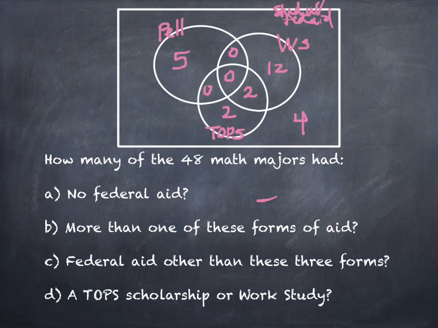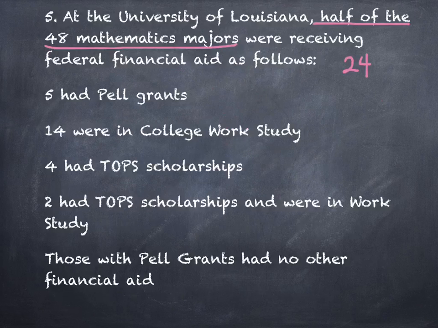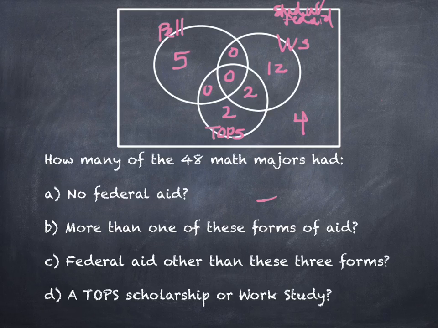Now, the first question it asks us is not directly on this diagram, but it relates to it. It asks us, how many of the 48 majors had no federal aid? Now, notice it doesn't say had no aid, right? It says had no federal aid. It doesn't say have no aid that's not a Pell Grant, work study, or top scholarship. It says have no federal aid. And if you go back to the problem and read it carefully, it says half of the 48 are receiving federal financial aid. So the other half must not be. So this would be 24.